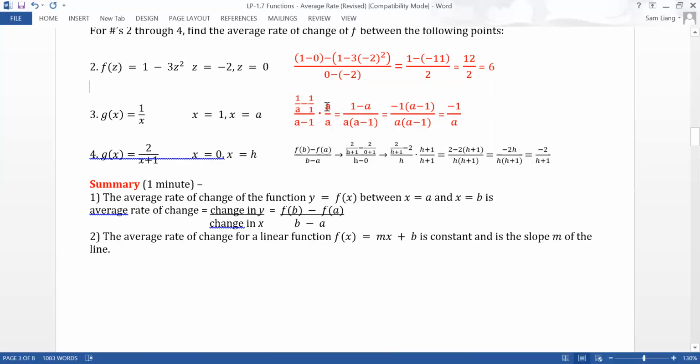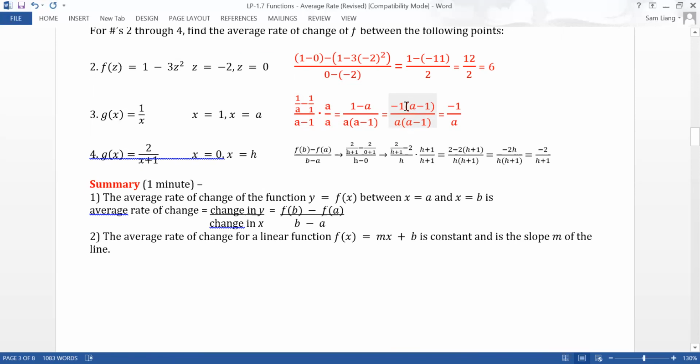And then in the numerator, this entire thing times a is a divided by a, which is 1. And then 1 times a is just a, right? So you're going to get 1 minus a in the numerator. And in the denominator, it's going to be a times a minus 1 here. Okay. And then here, I actually factor out a -1. The reason for that is I want to divide out this factor here. So if I factor out -1, you can rewrite this as -1 times a minus 1.